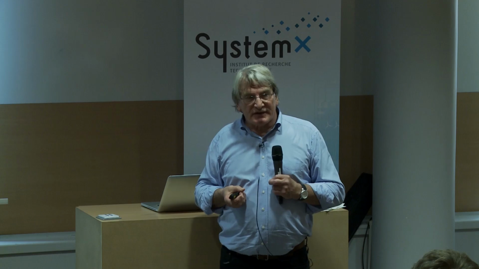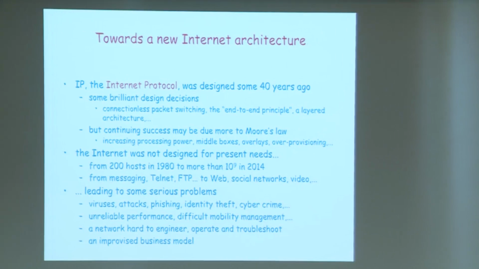The internet was not designed for present needs, it's obvious. It was designed for messaging, primitive email, file transfers, sharing printers, things like this. And now, of course, it's used for content, for the web, for file transfers, and more and more for video transfers. And the evolution in usage has thrown up problems which didn't exist in the initial internet, because the environment was quite different.